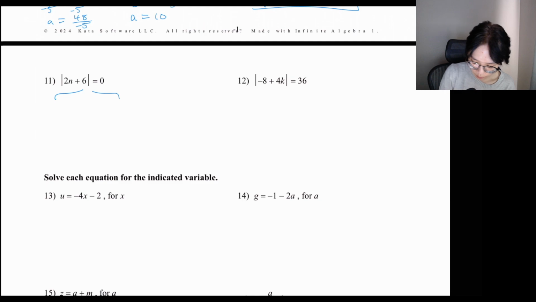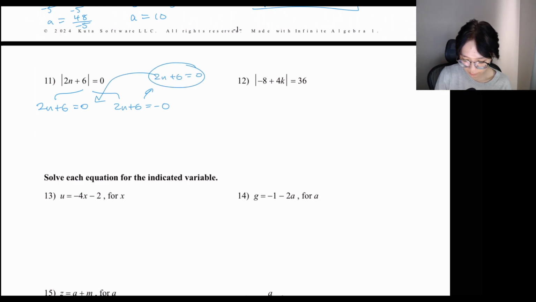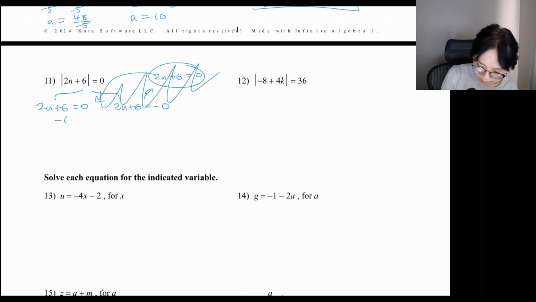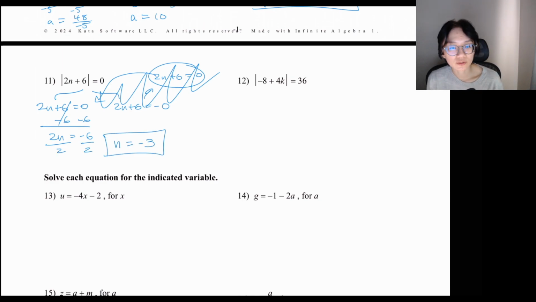This one, split into 2. 2n plus 6 equals positive 0. 2n plus 6 equals negative 0. What's negative 0? It's just 0. 0 can't really be a negative. So this would be the same thing as 2n plus 6 equals 0, which is the same thing as what we have over here. So we don't even do a second equation. We just do one. Minus 6 on both sides. 2n equals negative 6. Divide by 2. n equals negative 3. When it's equal to 0, there's only one solution, one number.